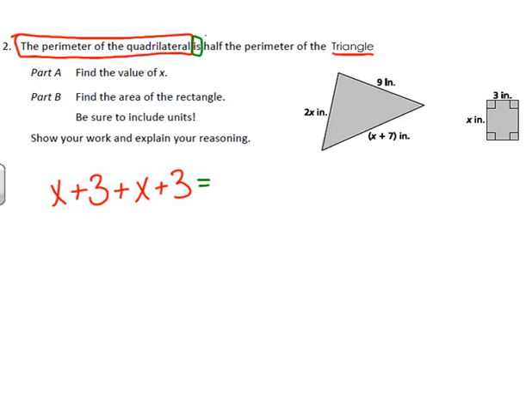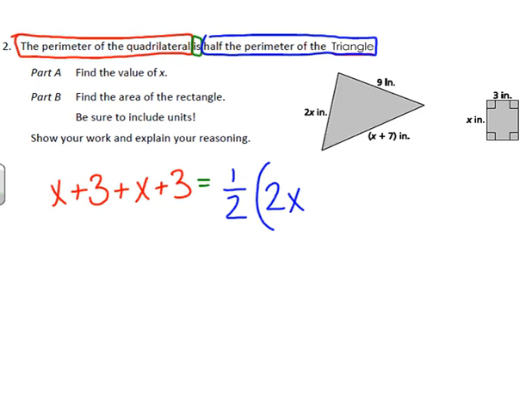And the second half, we're going to have half of the perimeter of the triangle. So I'm going to do 1/2 and then the perimeter of the triangle. I'm going to put this in parentheses because I want half of the whole entire thing. Okay, that's the equation that you're going to start off with when you solve this. Then we're going to just start simplifying each side.